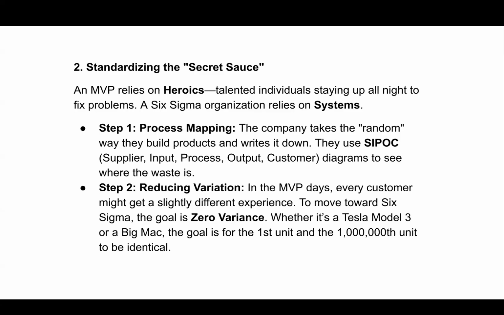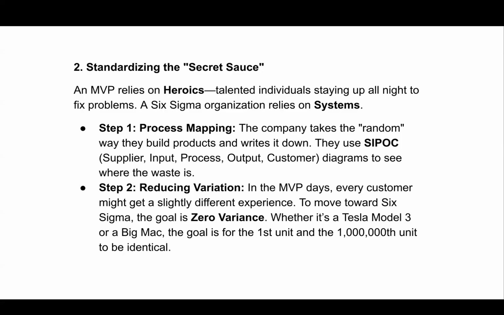And so what we look at is MVP, this culture emerges around what we call heroics. And we see our hardworking employees, they're working to fix problems and they're just doing it all of the time. Where a Six Sigma organization doesn't rely on the heroics. They rely on the systems. They rely on the process mapping. They rely on the process control, right?